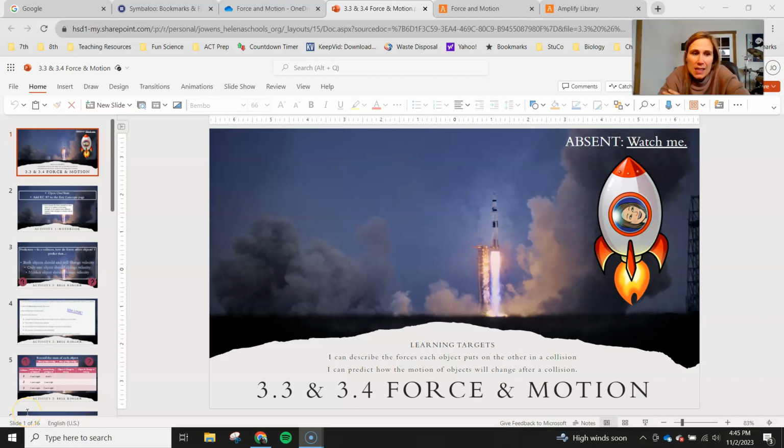Hey, 8th graders, today's lesson is 3.3 and 3.4, Force in Motion. This is our last Amplify lesson for this unit. Your learning targets for today: I can describe the forces each object puts on another in a collision.